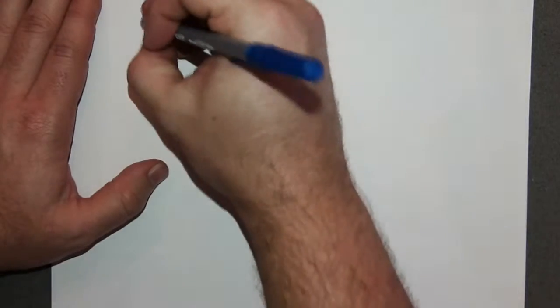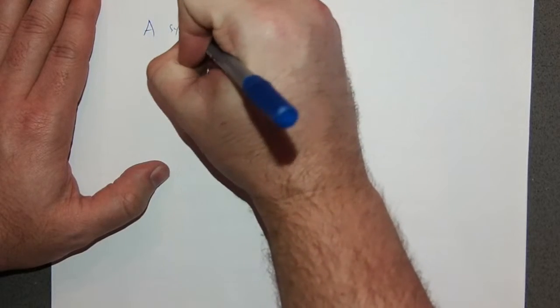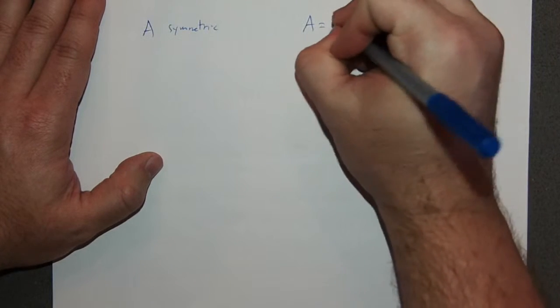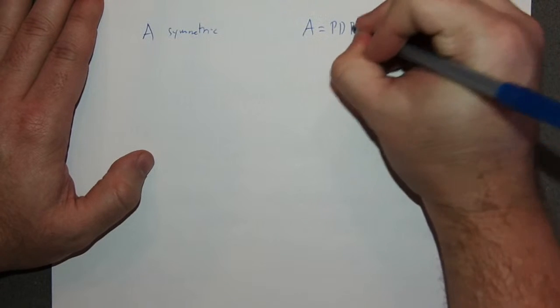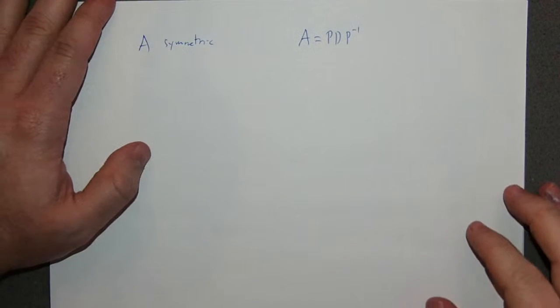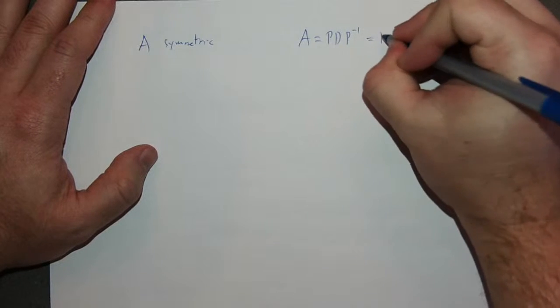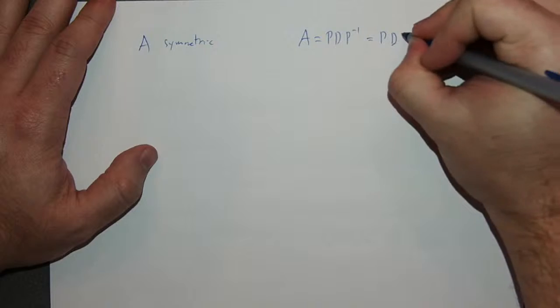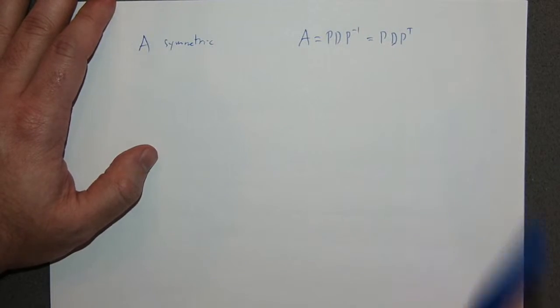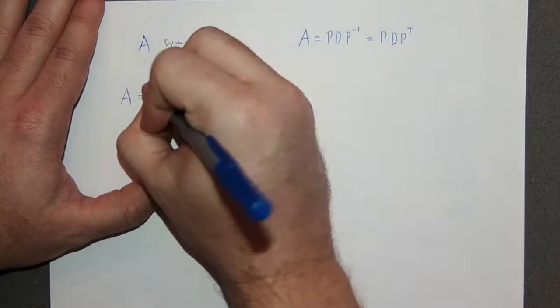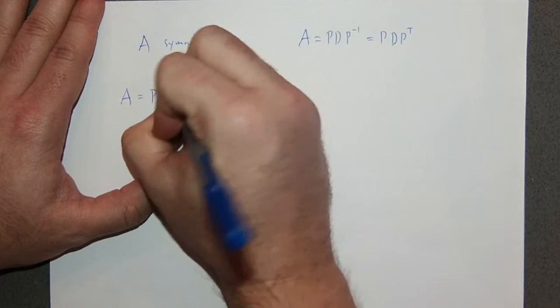Okay, and so that's what I'm going to do on the next page. Let's say that A is symmetric. Well, if A is symmetric, it's orthogonally diagonalizable. So A is P D P inverse, where P is invertible but also orthogonal, D is diagonal, and I can write this as P D P transpose. So A is P D P transpose.